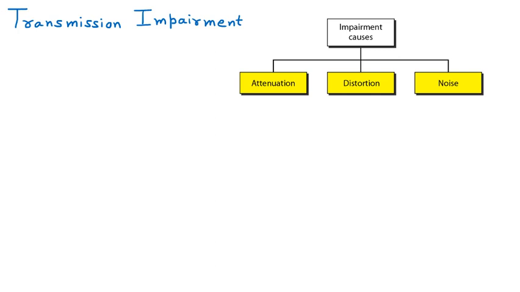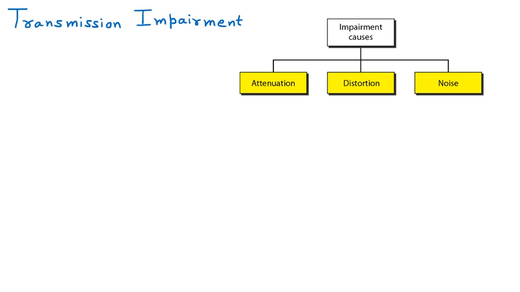Now we are starting the topic transmission impairment. Whenever we are transmitting some kind of data, some noise or disturbance comes inside that, or maybe there is some loss in signal. All these things come under transmission impairment. Any problem which comes in the signals during transmission is called transmission impairment.